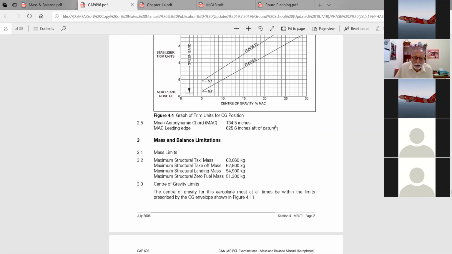Over here on your notes, on your piece of paper, draw an aircraft, draw a datum, and put your leading edge of MAC as 625.6 inches. What will be the aft position of MAC? How far will it be between leading edge and trailing edge? How big is the MAC? 134.5. So draw another line and put down MAC 134.5 inches.